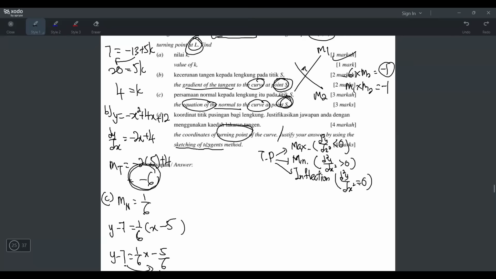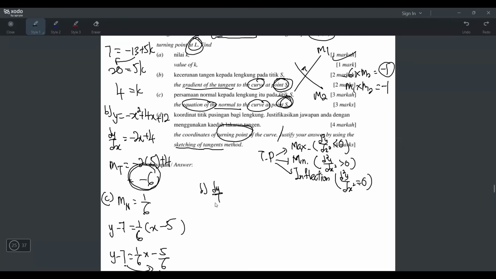But this question, they want us to use the tangent sketching method, right? So later we cannot use the second derivative to determine which type of turning point. We have to use the tangent sketching method. And later I will teach you how to do the tangent sketching method. For now, let's find out the coordinates first, right? Let's worry about that later. Let's do the turning point first.